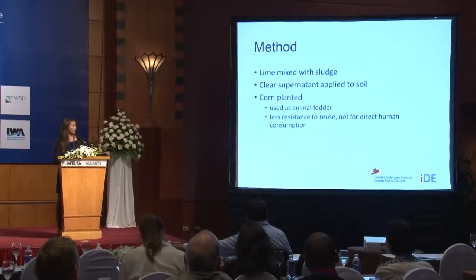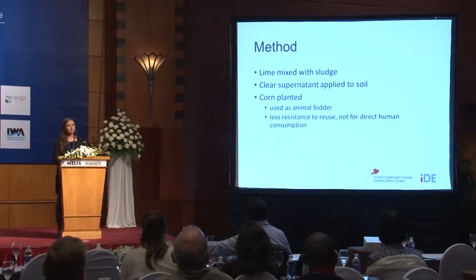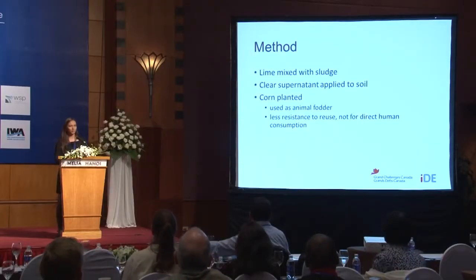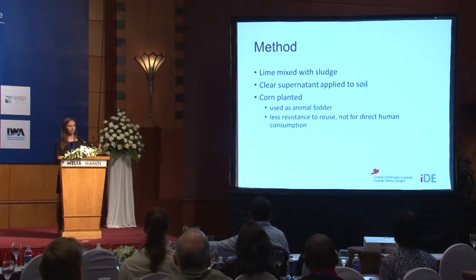This basically caused a lot of the solids to settle, so then we applied just a clear supernatant to the soil. The reason why we chose corn as the plant was because it's quite commonly used as animal fodder. So this would actually further reduce the barrier to actually using it on the crop. So it's not being directly consumed by humans, but it in effect does return the nutrients to the soil and increases the nutritional status of the household doing this. Also, corn is quite sensitive to nitrogen concentration, so this was a crop that would demonstrate whether or not this is a feasible approach.